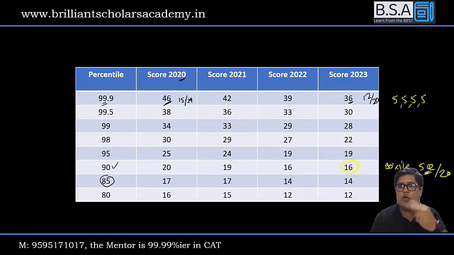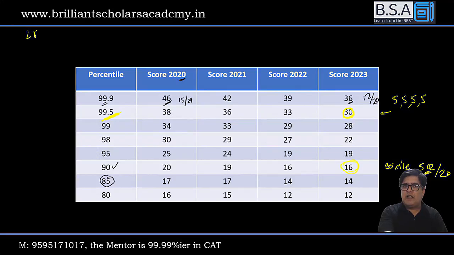You managed to solve 2 sets. How many marks are 2 sets? 5 and 5, 10 questions, 30 marks. Look here, son, look at this. If you manage 2 sets, you have surpassed 99.5 percentile. So what we say in LRDI, it is okay.